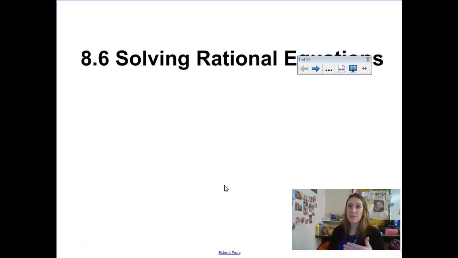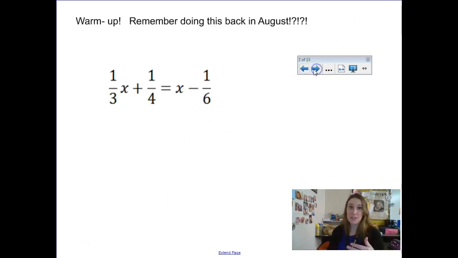So today we're going to be solving equations, and in order to do today's task, I actually need to go back and think about something we did a long time ago, like back in August. So this is an equation. It is a linear equation with rational coefficients. So it's kind of in the same spirit of what we're going to do today.